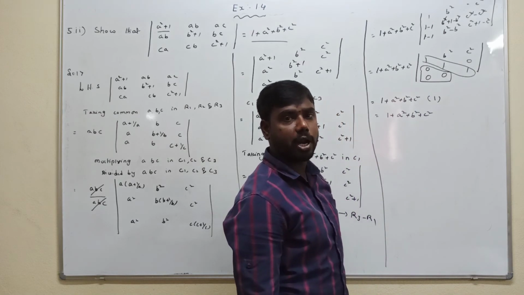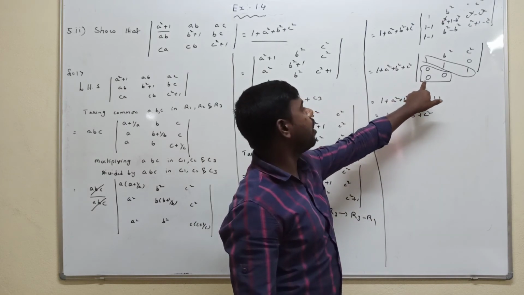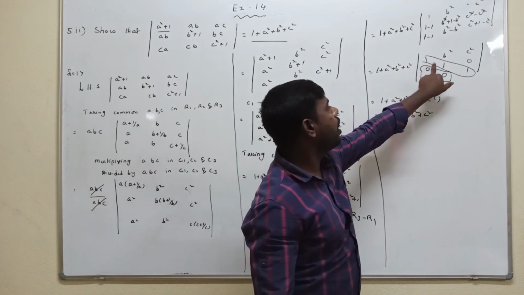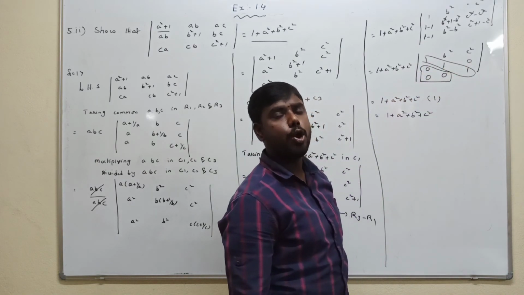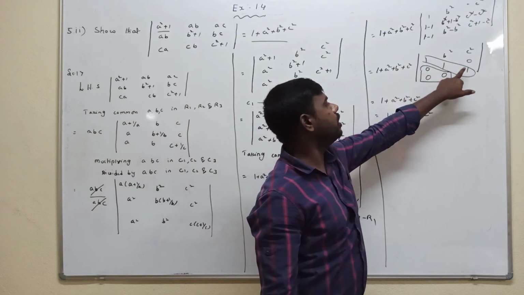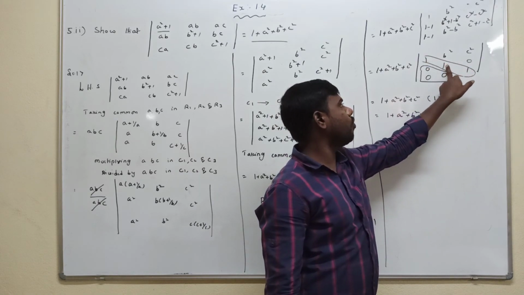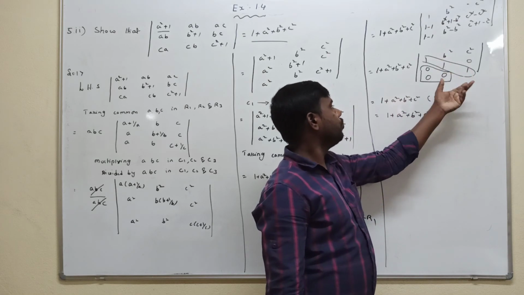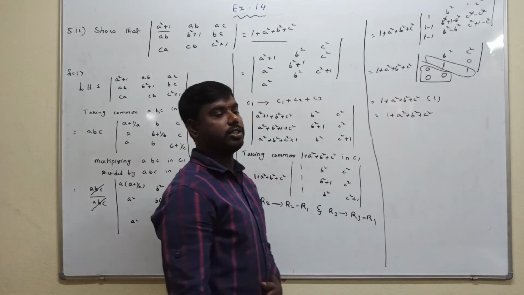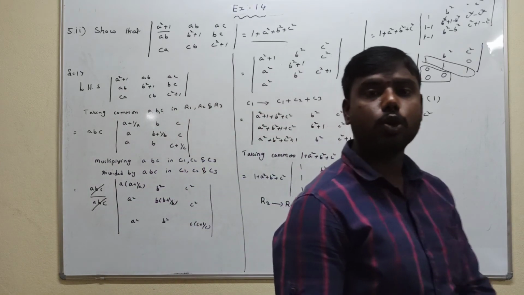Here applying property 3. What is the condition for property 3? It means the principal diagonal elements are zeros. Then the determinant value is the product of the principal diagonal elements. What are the principal diagonal elements? 1, 1, 1. The product of all these principal diagonal elements is 1 into 1 is 1, 1 into 1 is 1. Or else if you don't know this property, you should apply the determinant condition and we get the same answer. This is the solution for this question. The rest of the questions we will discuss tomorrow. Thank you all.